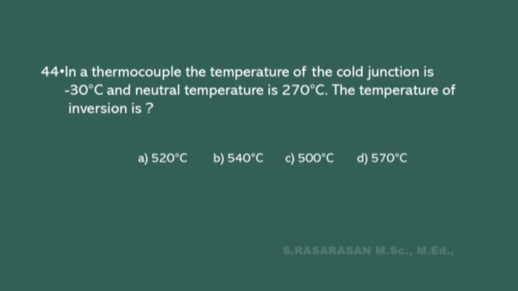Let us pass on to next, 44. In a thermocouple, the temperature of the cold junction is minus 30 degrees Celsius and neutral temperature is 270 degrees Celsius. The temperature of inversion is dash.